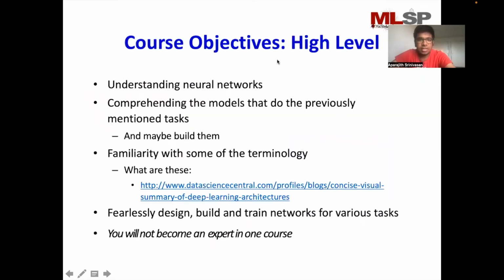Moving on to the course objectives at a higher level, we'll be understanding what neural networks are, comprehending the models that do the previously mentioned tasks, and even trying to build them, like for object detection, speech understanding, and so on. You'll gain familiarity with some of the terminologies. This link has a lot of various neural network architectures, so you can have a fun read and fearlessly design, build, and train neural networks for various tasks. Fearlessly design, as in, at the end of four homeworks you will be able to design neural networks and train them for any application. But note that you won't become an expert in one course; we'll prepare you for the better part.